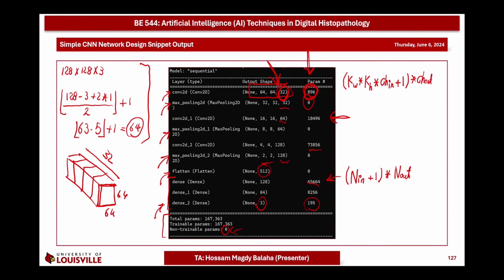So now we understand how the output shape is calculated, and how we can get the number of parameters for the CNN and for the fully connected layers. To get the total number of parameters we sum all of the values in that column, and if we freeze some of the layers, we subtract the number of parameters in those frozen layers, so we get the number of trainable parameters and the number of non-trainable parameters.